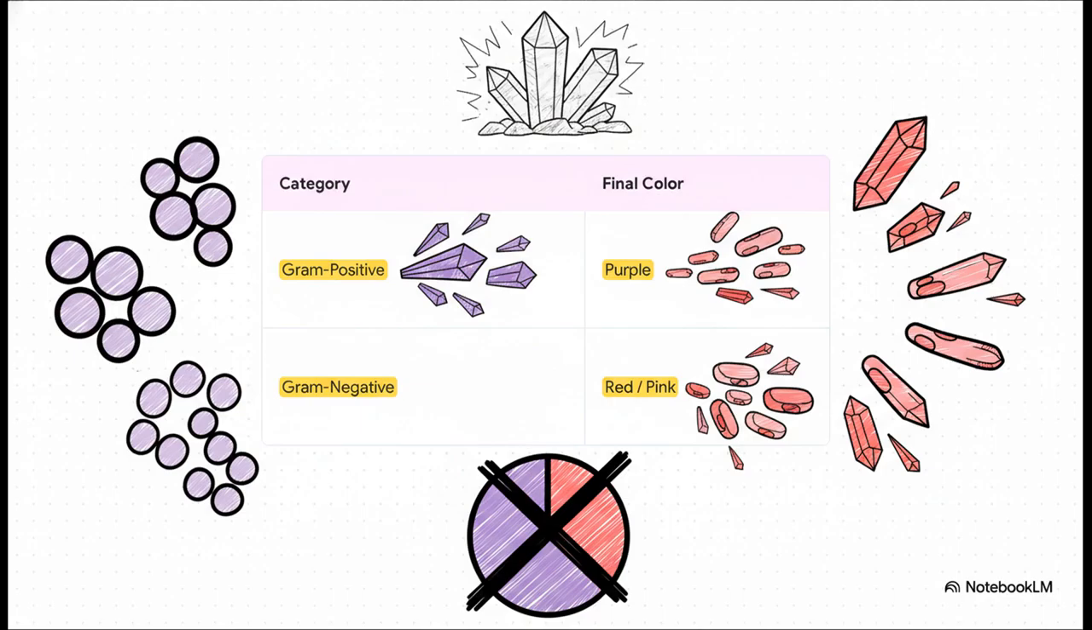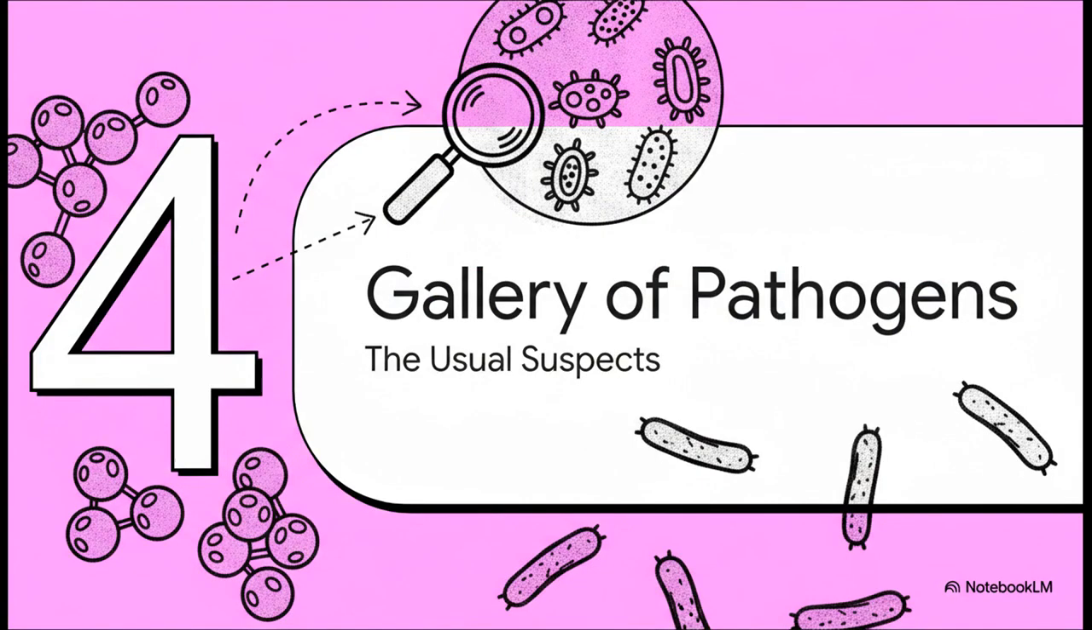If the bacteria are purple, they are gram-positive. If they're pink or red, they're gram-negative. We've just cut our entire list of suspects in half. And this isn't just about color. This difference is clinically vital because it helps doctors choose which antibiotics are actually going to be effective against the infection. So let's see how all these clues start to come together.